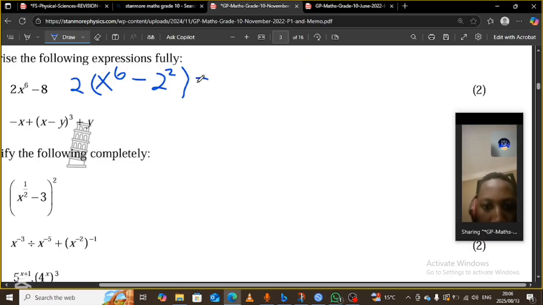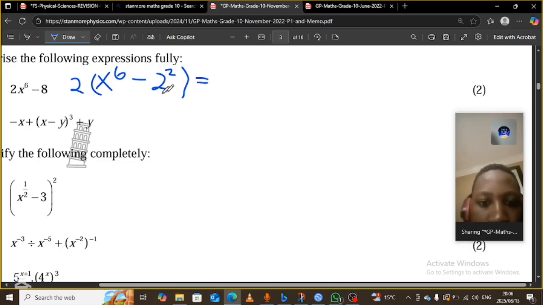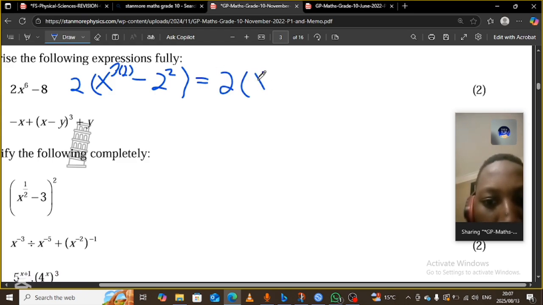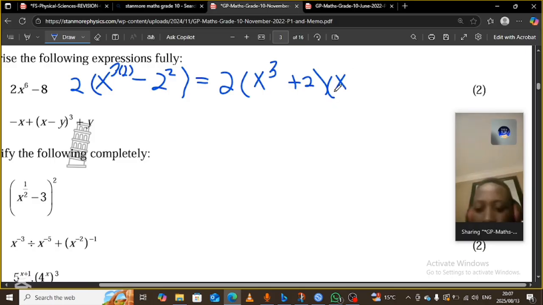So you're not done. You had to factorize this one. This is the difference of 2 squares. Why? The 6 is actually a 3 times 2. Oh, okay. Yeah, it's a difference of 2 squares. So now the final answer was supposed to be something like x to the power of 3 plus 2, and then x to the power of 3 minus 2. This was supposed to be your final answer after factorizing this one.